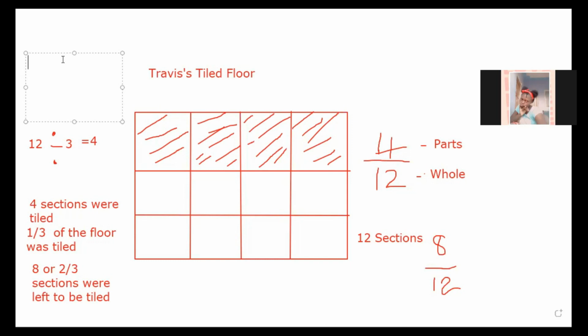So let's write that it took 2 hours to tile the floor, or the one third of the floor in particular. So how long will it take to tile 8 out of 12 or the two thirds of the floor? So it took 2 hours to tile the four sections. How long do you think it will take to tile the remaining eight sections?